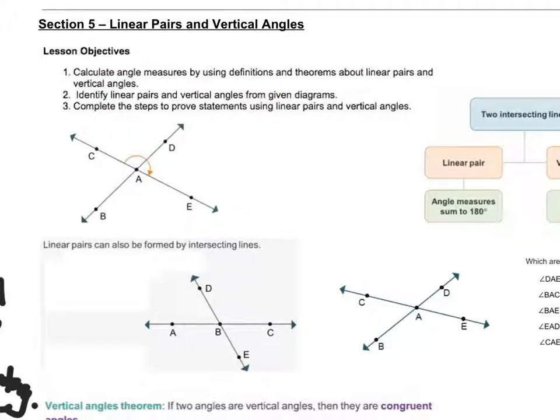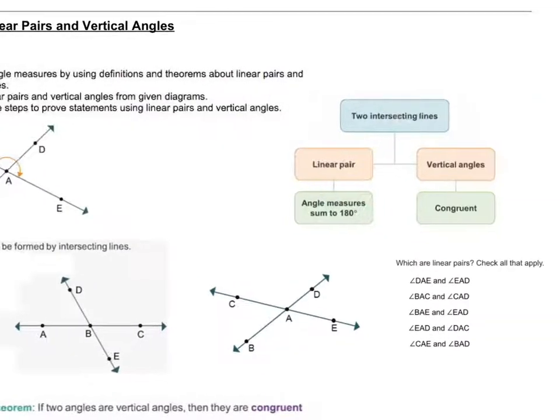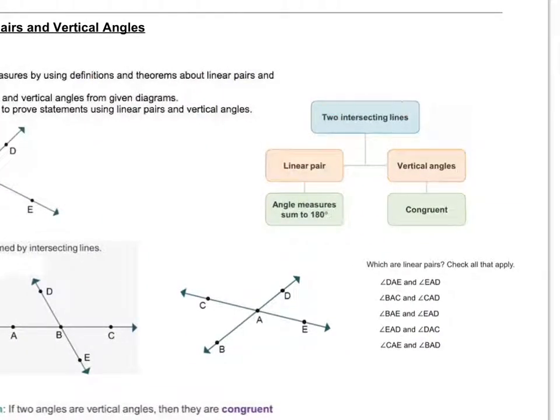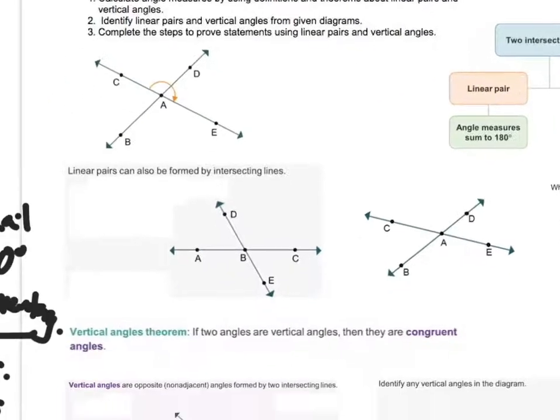Okay. So what we have is two intersecting lines. If you have two intersecting lines, you can tell a lot about the angles associated with those. So if you have two intersecting lines, you either get a linear pair, which means you have angle measures that sum to 180, and you have vertical angles which are congruent. This is in your notes. I would have your notes out and be going over this if I were you.